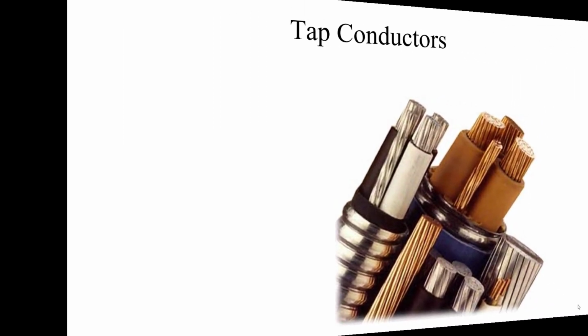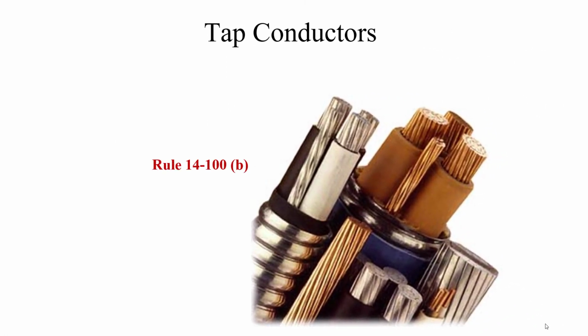Okay, we are going to be looking at code and particularly Rule 14-100(b). This is in regards to tap conductors that are less than 3 meters long. A lot of the parts of this video are going to be spent on reviewing some previously learned concepts, and then we are going to focus on taps that are less than 3 meters long.